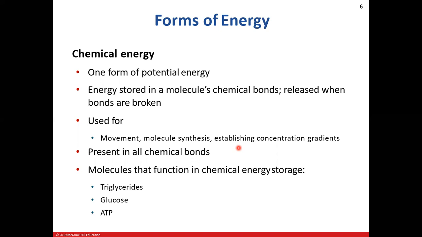Going back to one of the significant forms or locations of chemical energy is really looking back to ATP and how we have that triphosphate bond and those high energy bonds. When we break those bonds, that is again breaking the molecule's chemical bonds. And so that gives us a large release of energy. Now, chemical energy is not present in all chemical bonds. So there are going to be some where there's really not much energy, and if you break them, there's not much released. Molecules that function in chemical energy storage are going to be triglycerides, glucose, and ATP. Those are some of our major ones.